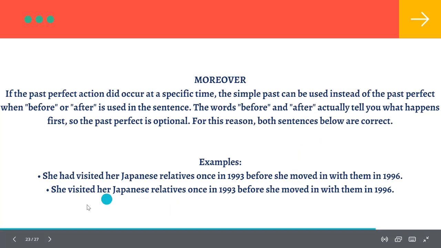But we can also use simple past and simple past. As you can see here, this one is simple past and this one is also simple past. So simple past can be used for these two, but it's optional. We can use past perfect and we can also use simple past for both.